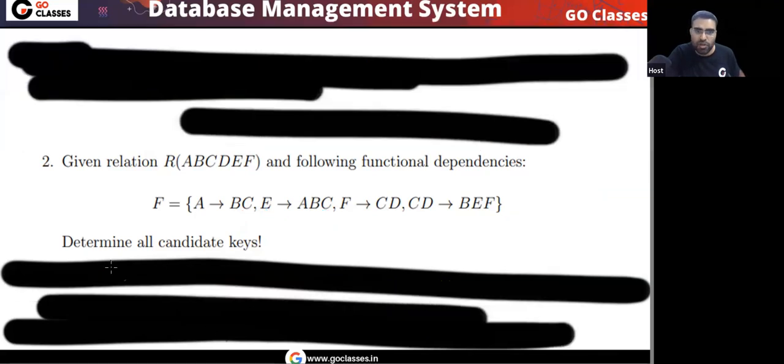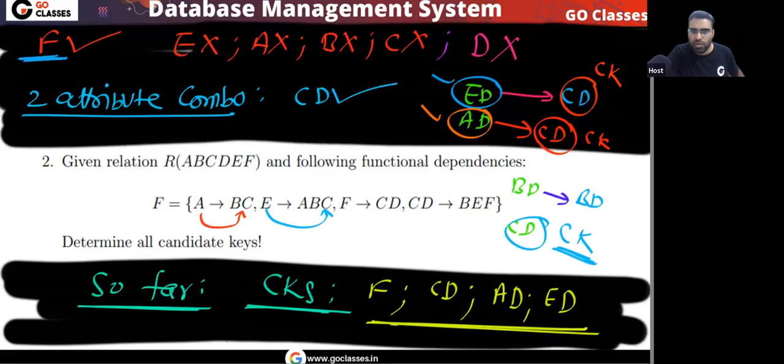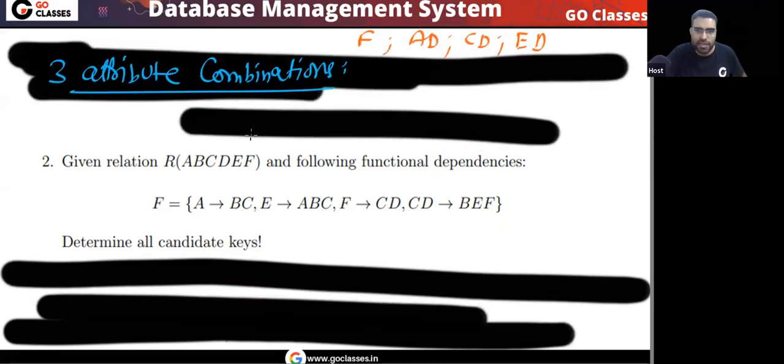Now we have to check 3 attribute combinations. So you don't have to consider F. Remember, F is already a candidate key. You know that AD is a candidate key, CD is a candidate key, and ED is a candidate key. These are already candidate keys. So tell me, which 3 attribute combinations will you check?